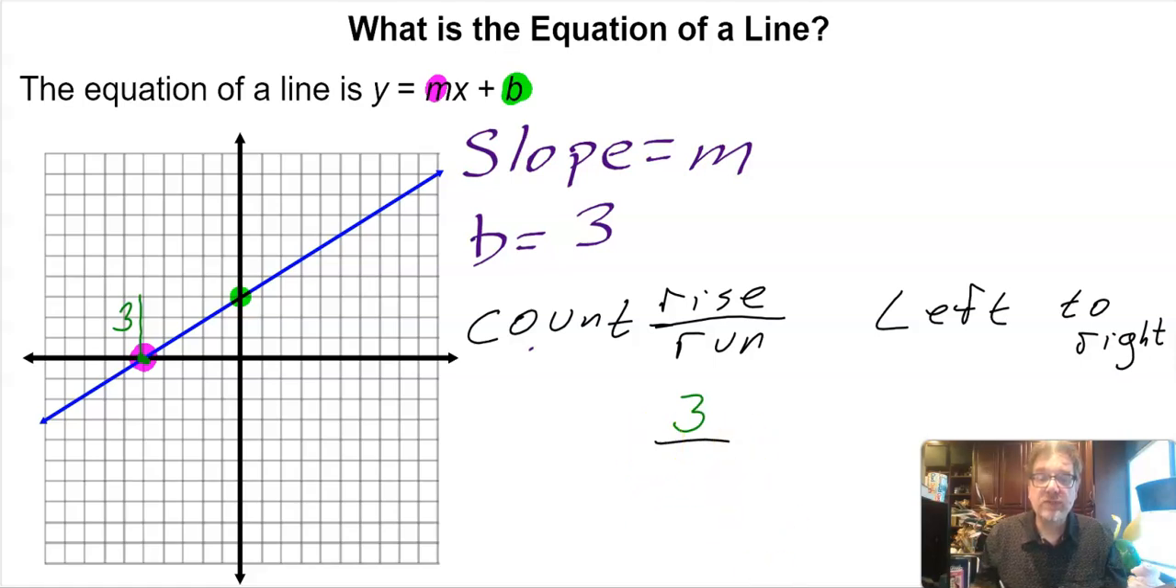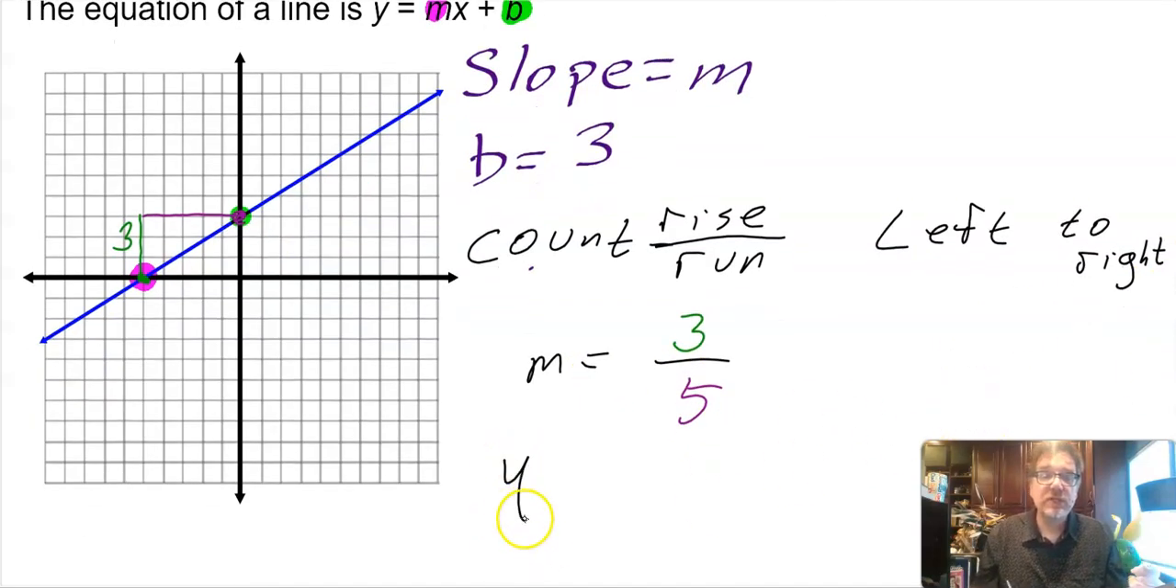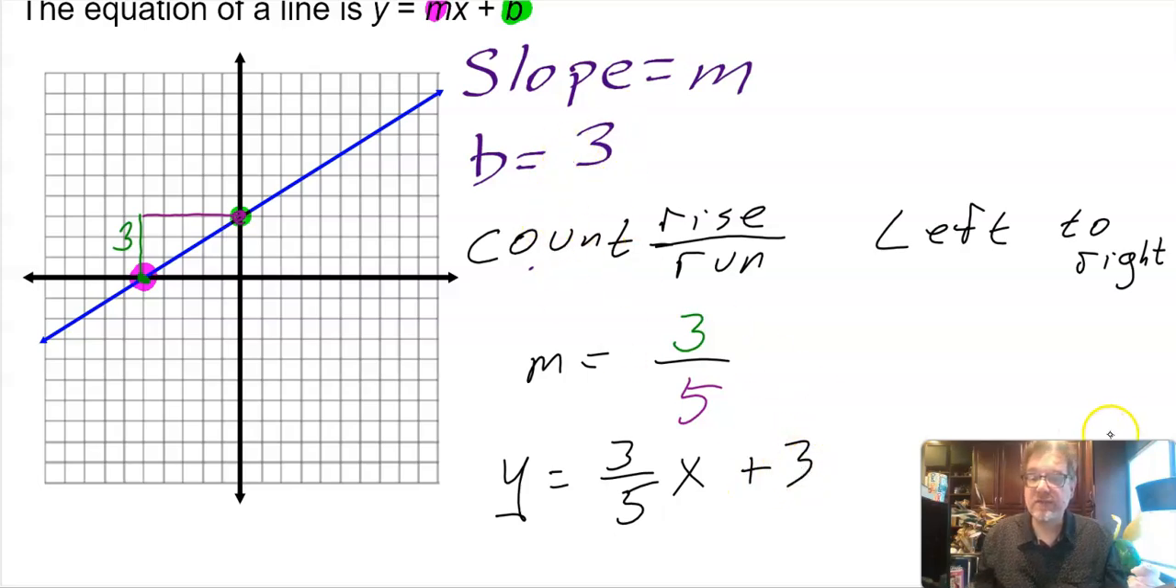Now I'm going to count the run. The run is how far to the right we go. 1, 2, 3, 4, 5. So we can see that our slope is 3/5. If I wanted to write this as an equation, the equation of this line would say y equals 3/5 x plus 3, because my b is positive.